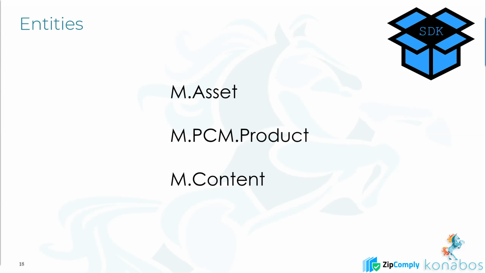There are three main entities. There are several entities, but the three main ones I wanted to call out are M.Asset, which is digital asset management, M.PCM.product, which is the product content management, and M.content, which is the content marketing platform. So these are the three main ones. There are several others. For PCM, you're dealing with catalogs and product families. For content, you're dealing with content types and other relationships.